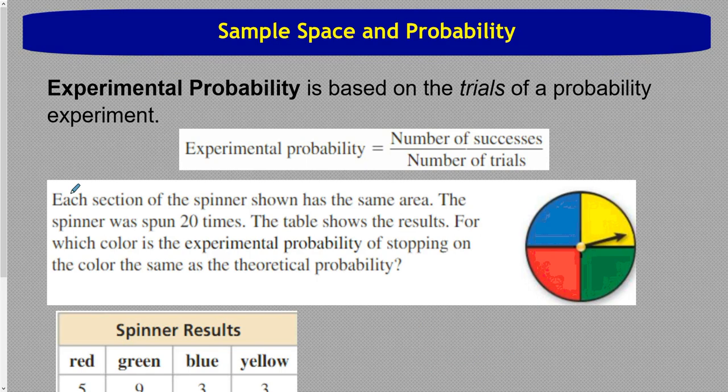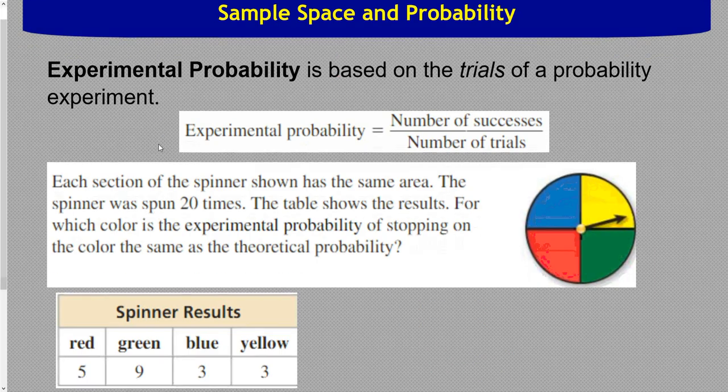Last question. Experimental probability is based on the trials of a probability experiment. So, for example, we all know that the probability of flipping heads is 50%, right? But if I flip 1 coin back to back and I get tails twice, does that disprove that the probability is 50%? No. Just because the probability is 50% doesn't mean that it's going to happen every other time, right? It just means that if you do it enough times, it'll happen half the time.